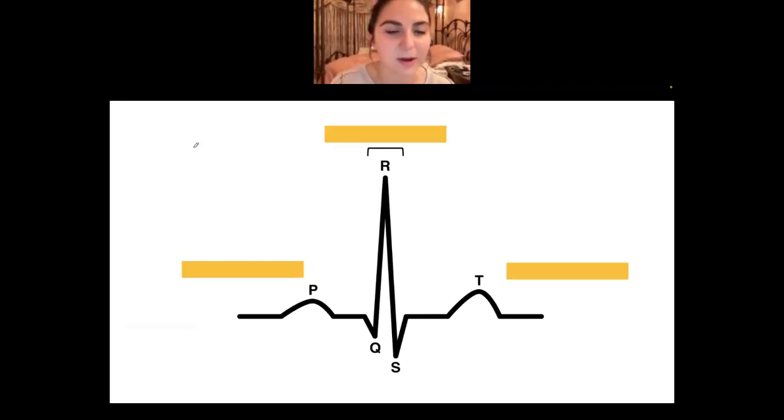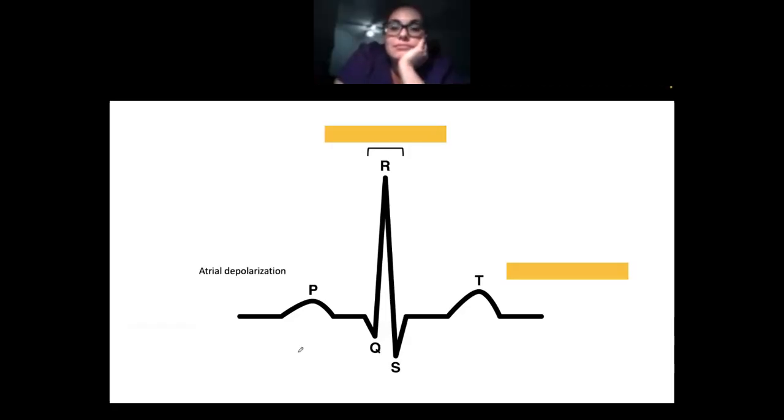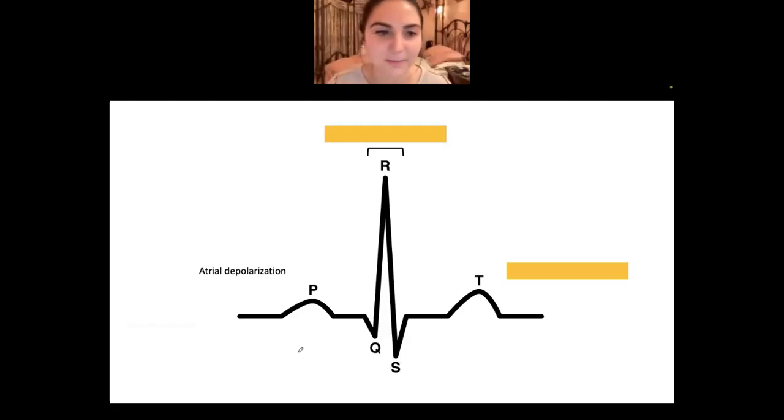All right, so quiz. I didn't take this off your version, but don't look at it. So what's happening here at the P wave? What does the P wave represent? Depolarization of the atrium. Good. Awesome. What does QRS represent?